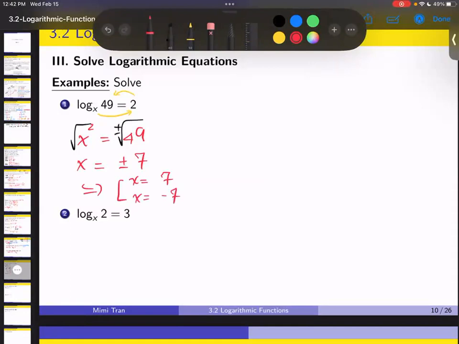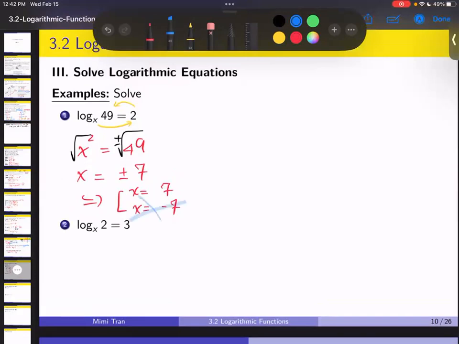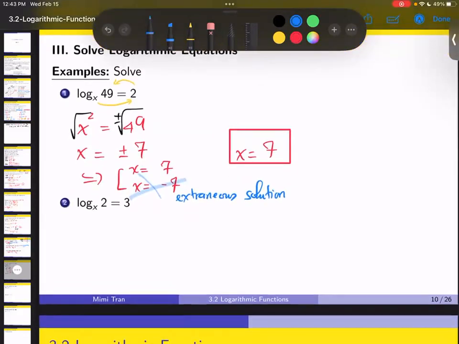x equals positive 7, no problem. Can I take x as negative 7? Can the base be negative? No, right? Remember, the base has to be positive and it cannot be 1. That's your extraneous solution. Extraneous is a fancy way of saying extra solution. So your final answer is x equals 7. The reason being because x is the base. From the last lecture, we said the base cannot be negative and it cannot be 1.